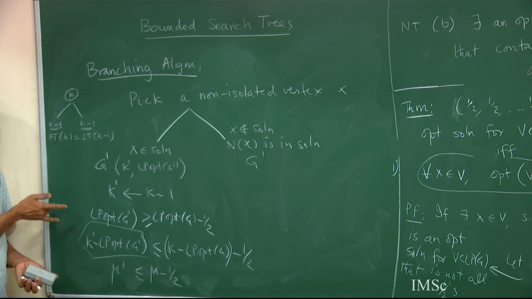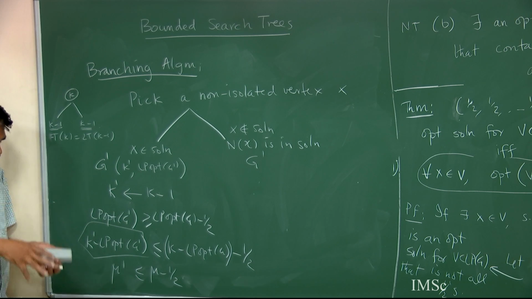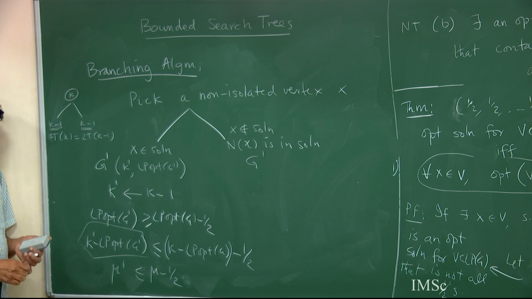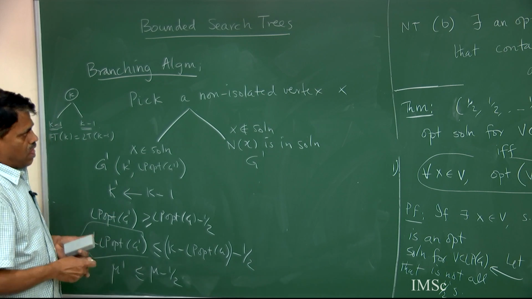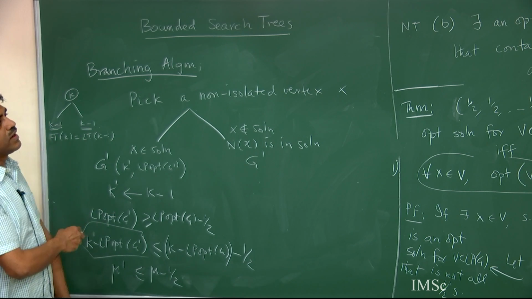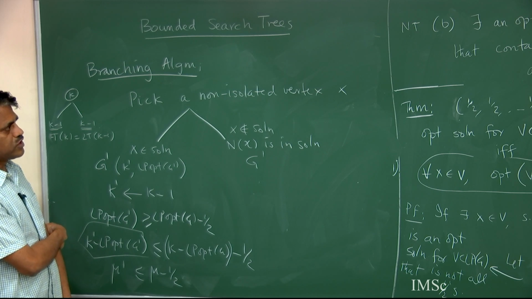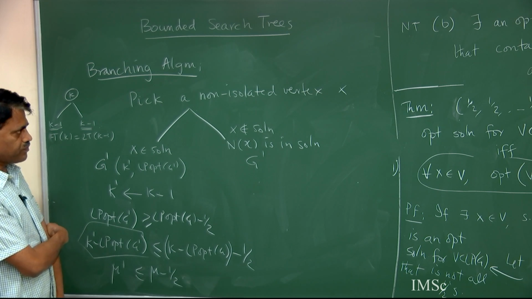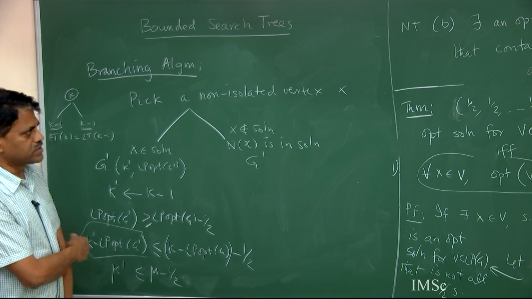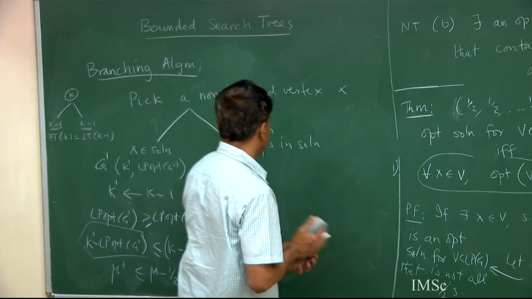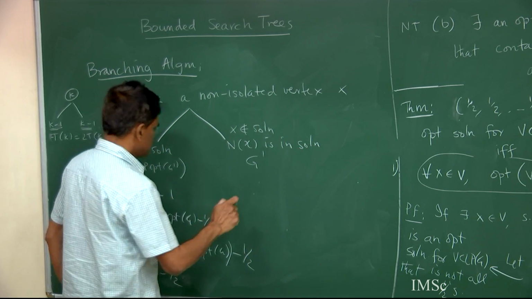So, the difference drops by at least half. Now, let us look at the other branch. Here I think I need the fact that all halves is the unique optimum solution. In the other branch, I need the converse. Okay, so let us see. So, what happens to K prime here?